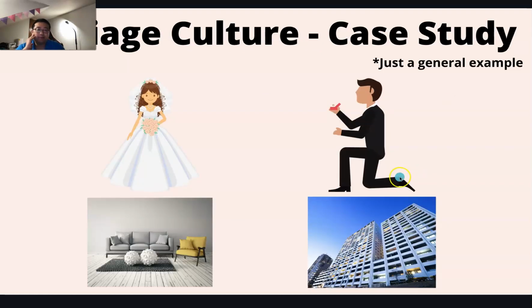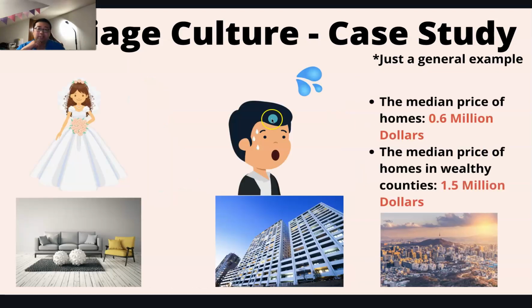For example, as I know a lot about the family culture in South Korea. In South Korea, I would say the family or the union formation or the formal marriage would be more likely to be a family decision instead of an individual decision because of the cost of housing.